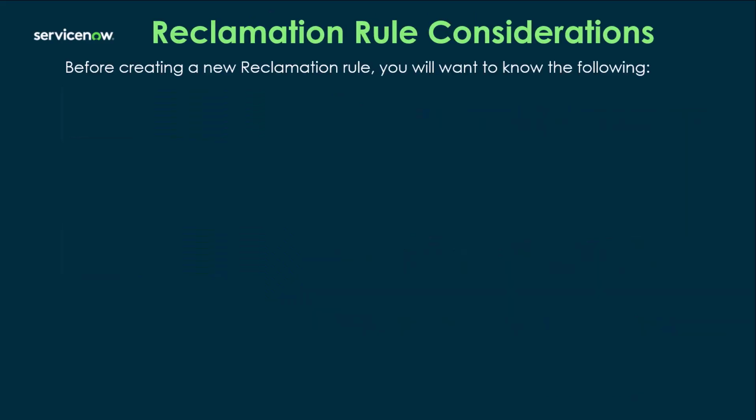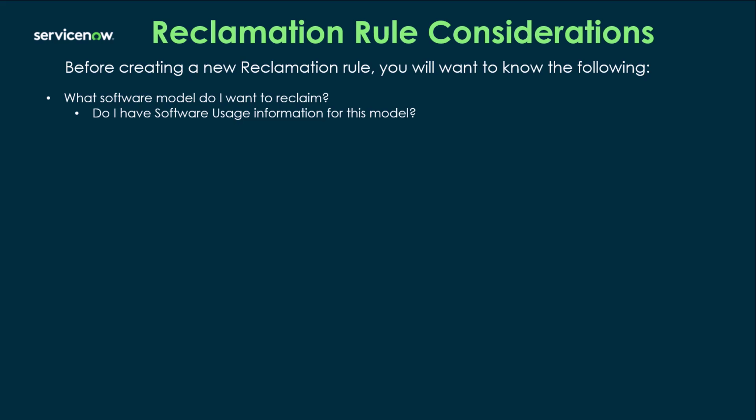There are a few things you should be considering before you create a new reclamation rule. You're going to want to think about some of the following. What software model do I actually want to reclaim? And do I have the software usage information for this model? We're going to be doing a separate video on software usage, so to find out how software usage information gets into ServiceNow, take a look at that video.